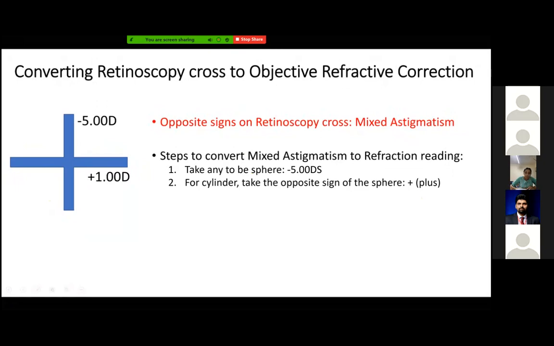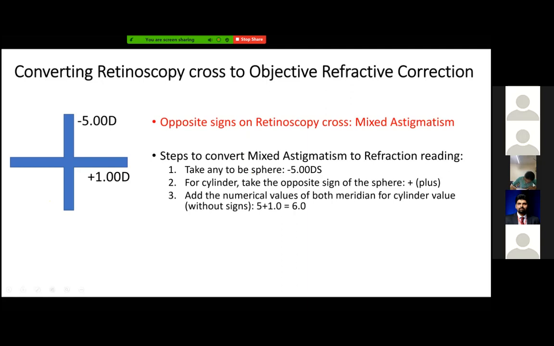The third step is that the numerical values of the cylinder and sphere have to be added. Remember, numerical values, that is 5 plus 1, 6, without the signs. So the value for the cylinder will be 6, and we've seen that the sign for the cylinder was already plus in step 2. Combining steps 2 and 3, the cylinder value is +6 diopter cylinder.